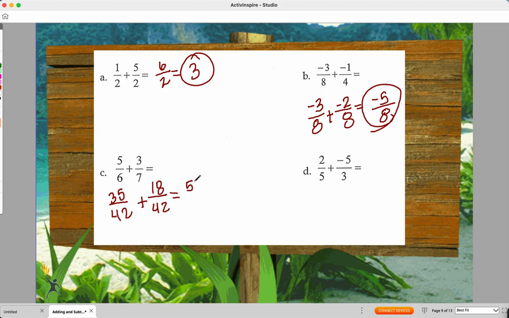I get 53/42, and then we know we can't have improper fractions. So it becomes 1 and 11/42. There's our final answer. All right, last one we're here.